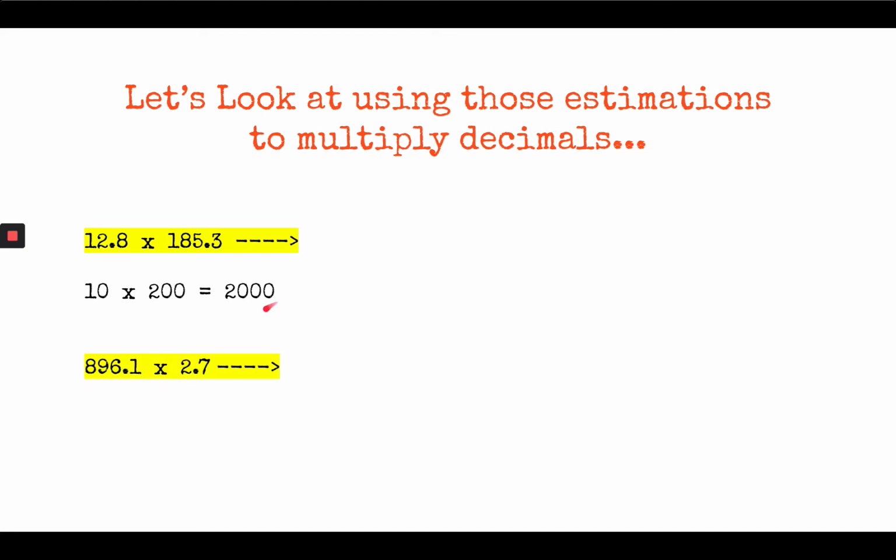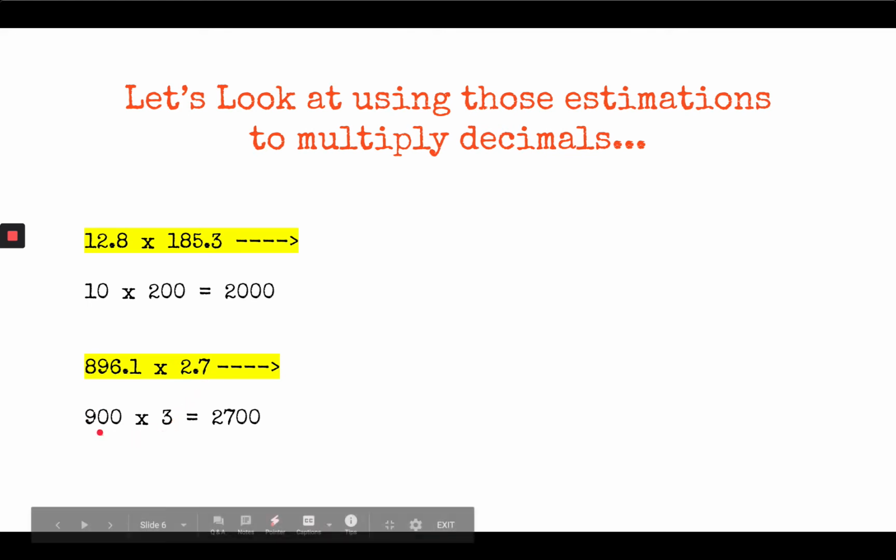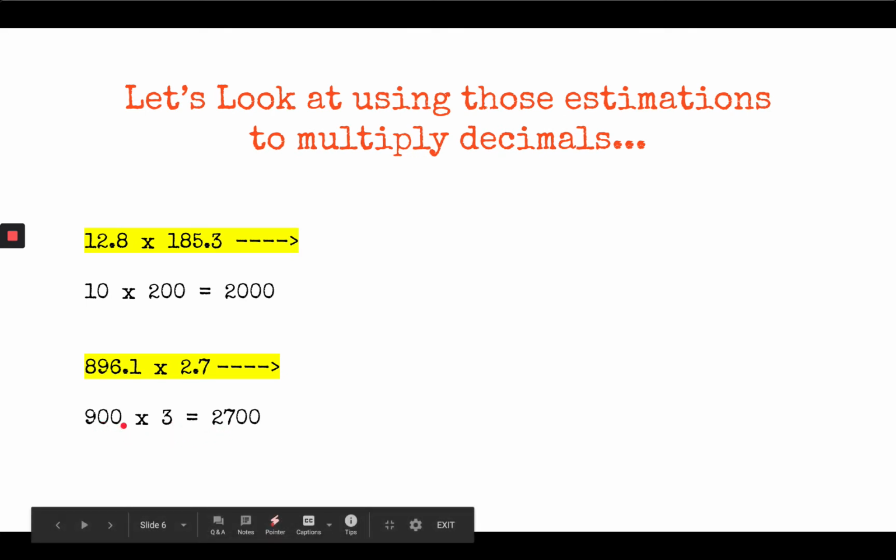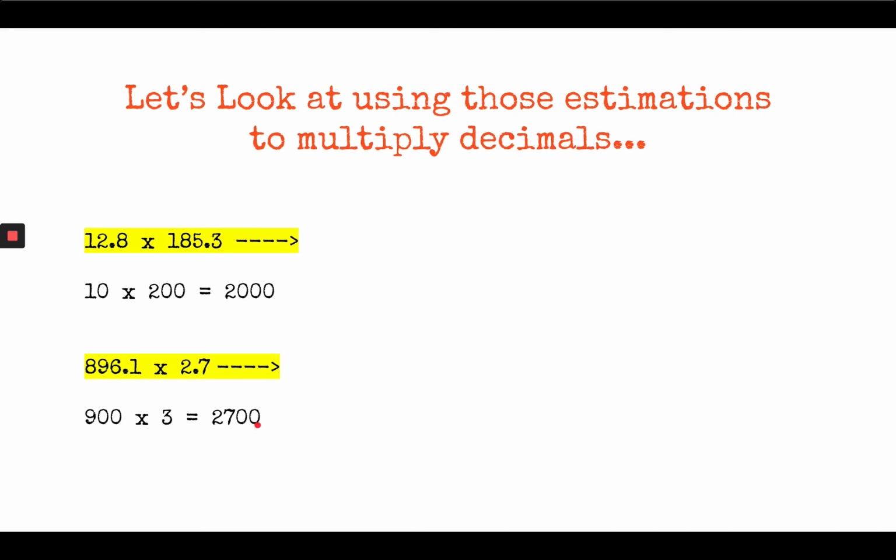Let's try another one. 896.1 times 2.7. Well, let's see what we can round these to. 896 could round to 900, couldn't it? And 2.7, well, that can round to 3. So 900 times 3 is 2,700. Watch, 9 times 3 is 27. Count your zeros. 1, 2, 1, 2. Easy peasy.